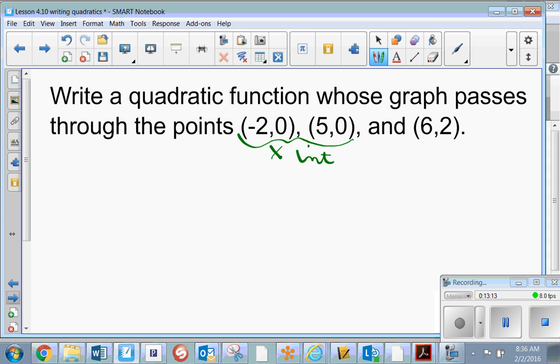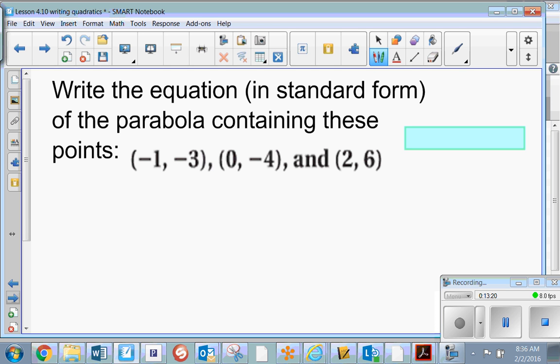Okay. What if they're not those x-intercepts? Good question, let's do one of those. Let's try this one. Write the equation in standard form of the parabola containing these points. That means they want it in standard form. And none of these points are the x-intercepts. Darn. So what the heck? Well, let's see.